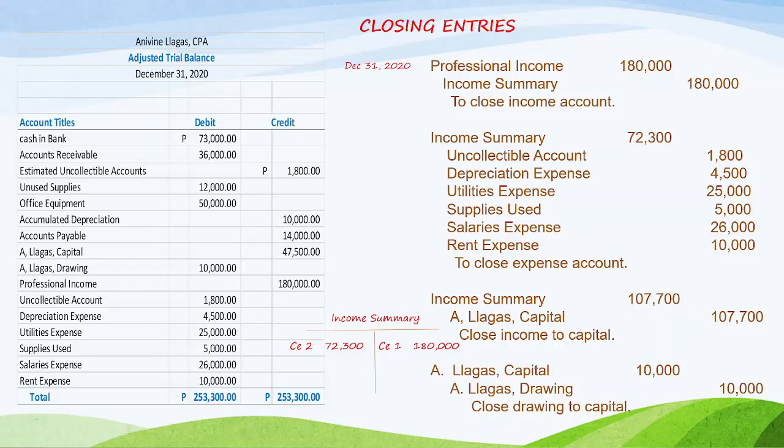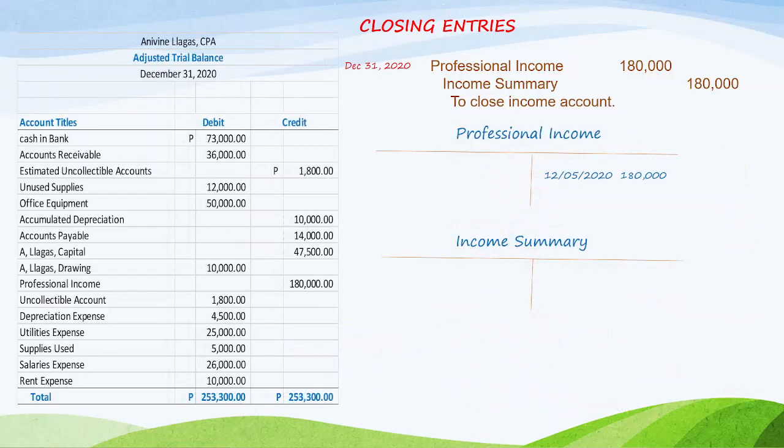After we successfully prepared the closing entries, now we are going to post that one in the respective account of the affected accounts. Okay, first closing entry, we have the professional income. So we assume that this is the date of our professional income account. This is the date of the transaction, and we're going to post now the closing entry number 1. So since it is debited, therefore it is posted also in the T account under the side of the debit.